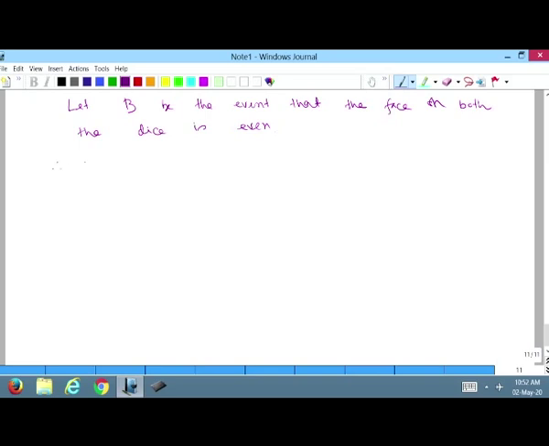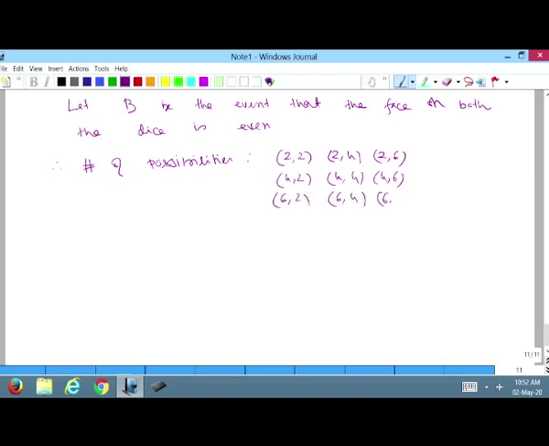Therefore, possibilities: it can be 2 2, 2 4, 2 6, 4 2, 4 4, 4 6 and 6 2, 6 4, 6 6, that is 9. Therefore, probability of B is equal to 9 upon 36.